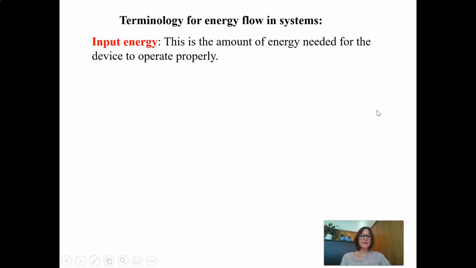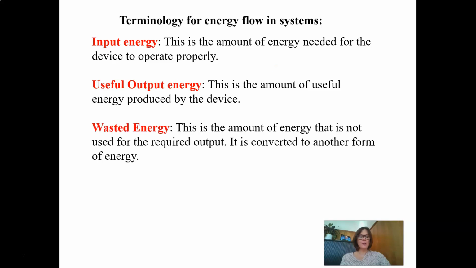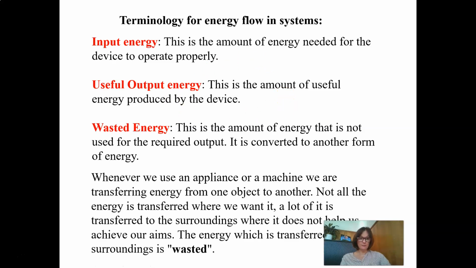So, terminology for energy flow in systems. Let's take a look. Input energy is the amount of energy needed for the device to operate properly. We then have useful output energy, which is the amount of useful energy produced by the device. We also have wasted energy, and this is the amount of energy that is not used for the required output. It is converted to another form of energy.